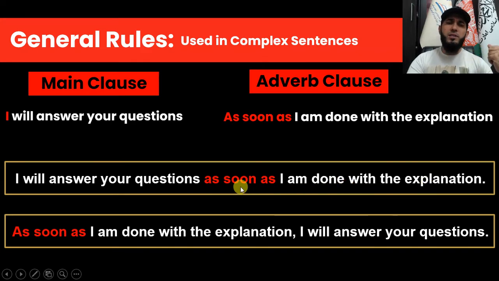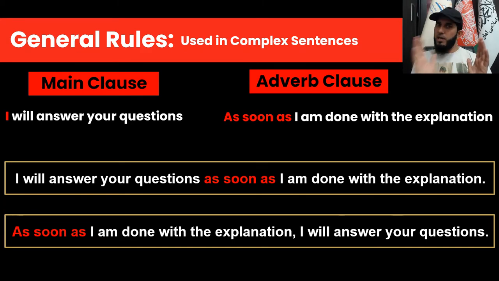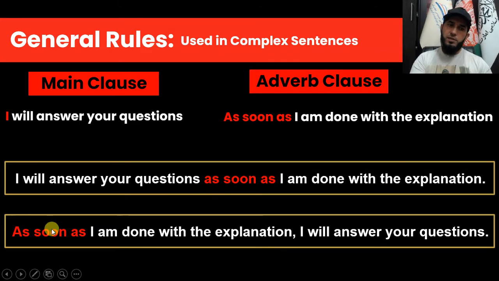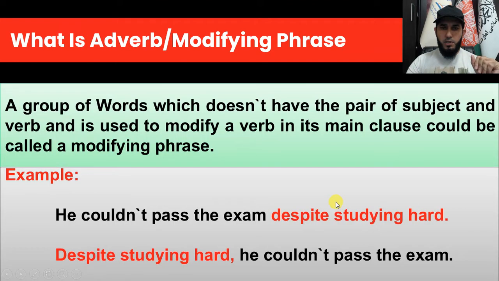Now, the point is, it's a kind of general rule for all 8 types of adverb clauses. If you want to bring your adverb clause secondly in your complex sentence, then you don't need any comma in the middle of your sentence, like here in the first example. But if you want to bring your adverb clause first, at the beginning of your complex sentence, in that case you need a comma before you start your main or independent clause. As soon as I'm done with the explanation, comma, I will answer your questions. So I hope this concept is clear.